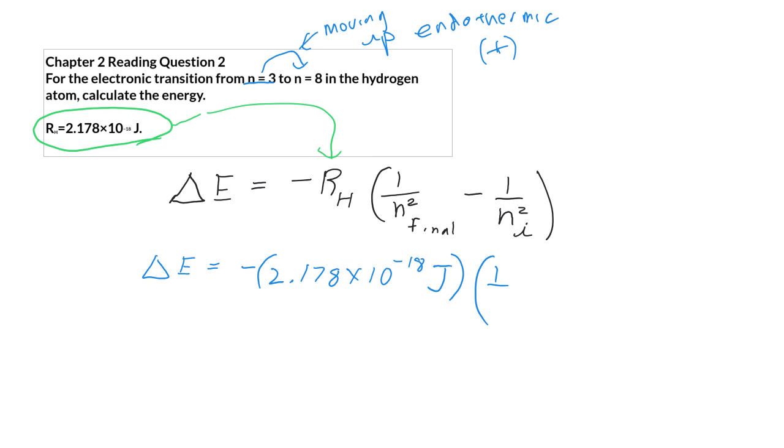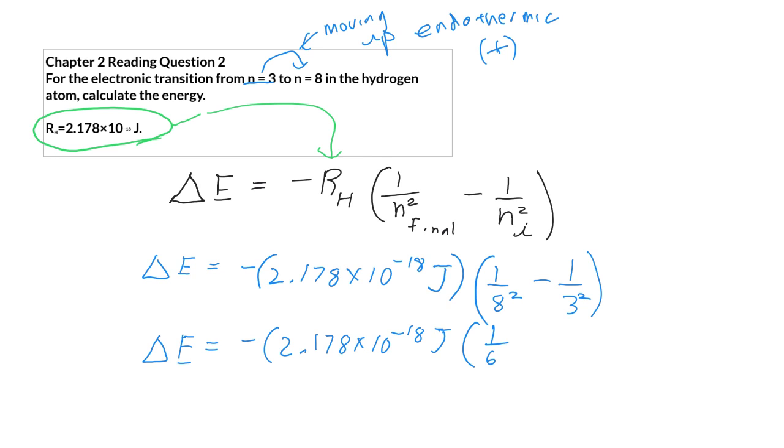Well, sorry, it goes from 3 to 8. So its final state is the 8. So 1 over 8 squared minus 1 over the initial state squared. So that's 3 squared. So we have delta E equals negative 2.178 times 10 to the negative 18th joules times 1 over 64 minus 1 over 9.